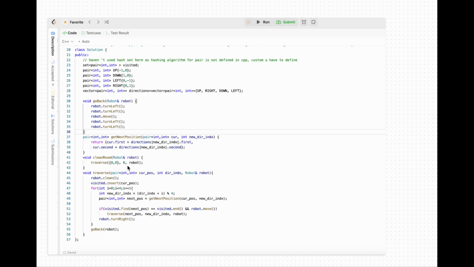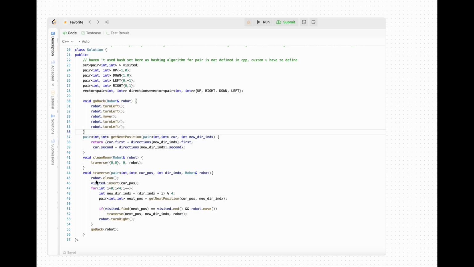Then second, this basically represents the index in the directions vector, which represents the current direction of the robot. As the robot is initially facing in the upward direction, the initial direction index value is 0 over here. And third, the robot interface itself.